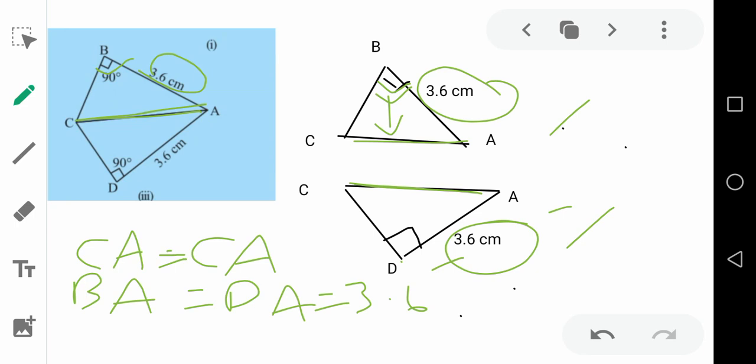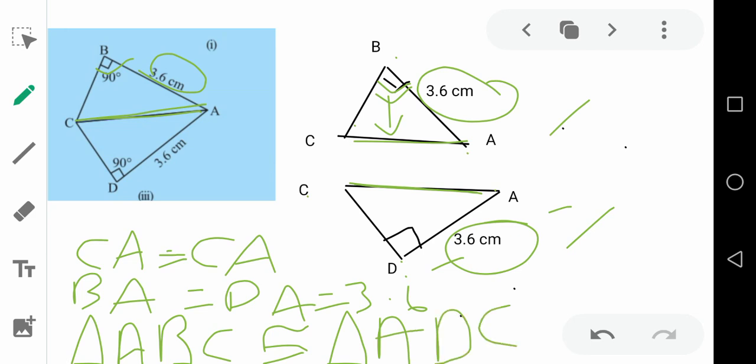Both triangles are congruent. How will you write the congruence? That order is very important. Triangle ABC is congruent to, you know the symbol, right? Congruent to ADC. Triangle ADC. So this is how you have to write.